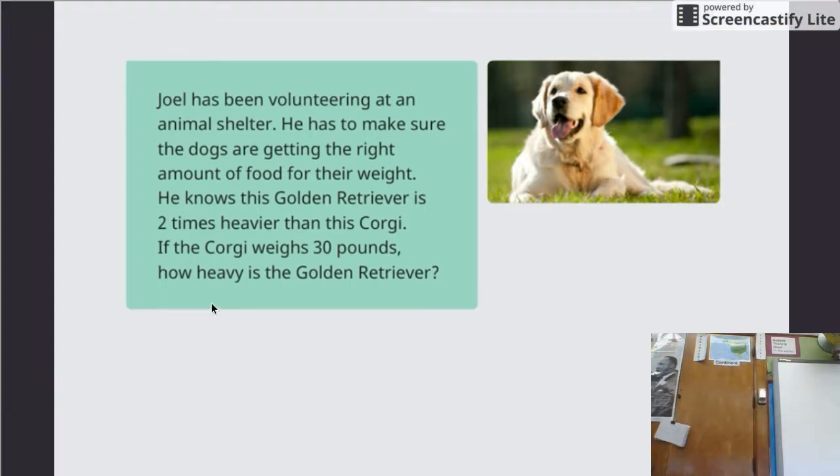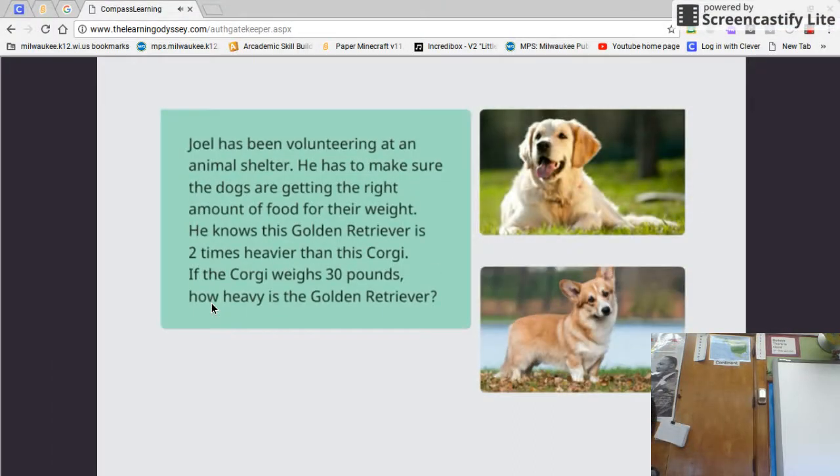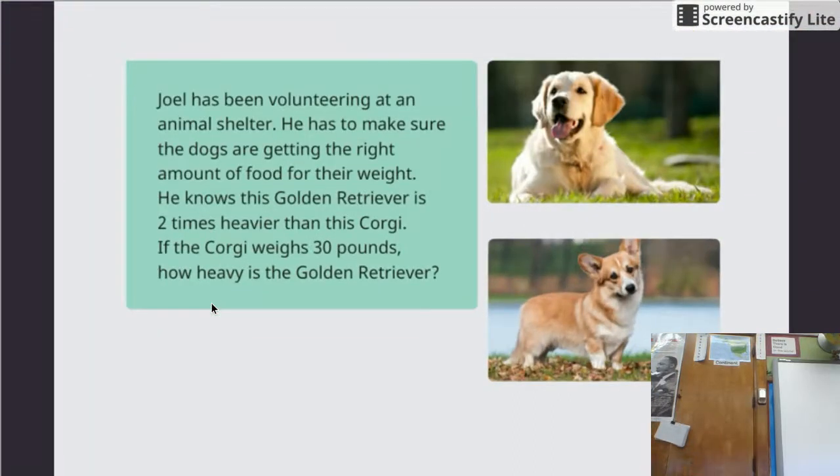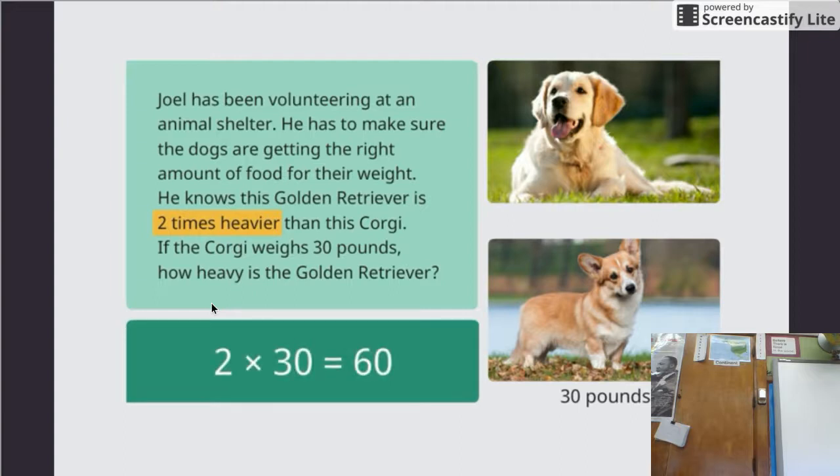He knows this golden retriever is 2 times heavier than this corgi. If the corgi weighs 30 pounds, how heavy is the golden retriever? The comparison words 2 times heavier tell us that we need to multiply the corgi's weight times 2. Its weight is 30 pounds. 2 times 30 is 60.